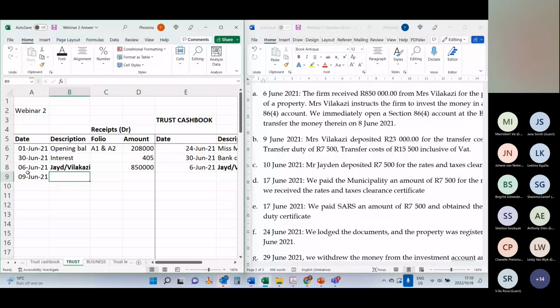Okay, in this case this is the matter that we are receiving for, and how much are we receiving? 23,000. And we can always indicate if it's the cash amount, if it's a deposit, we say it's a deposit. And this one, if it's for transfer cost, we indicate transfer fees.